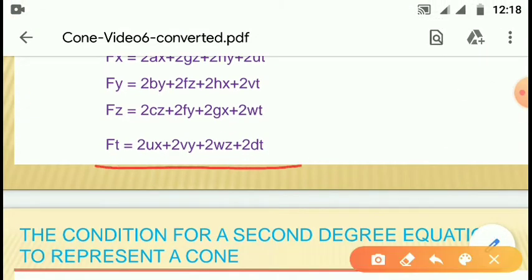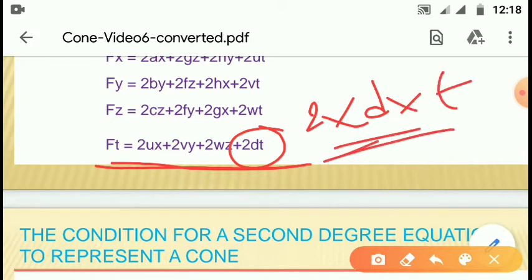So this is f of t. Here dt does not mean the derivative with respect to t. Here dt means d into t. Don't confuse or misunderstand this.